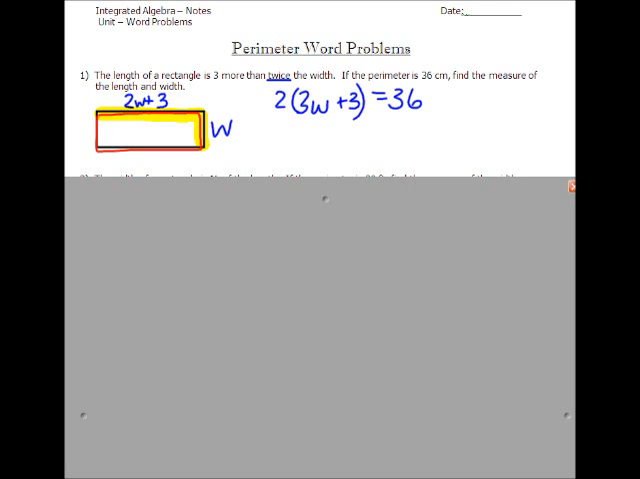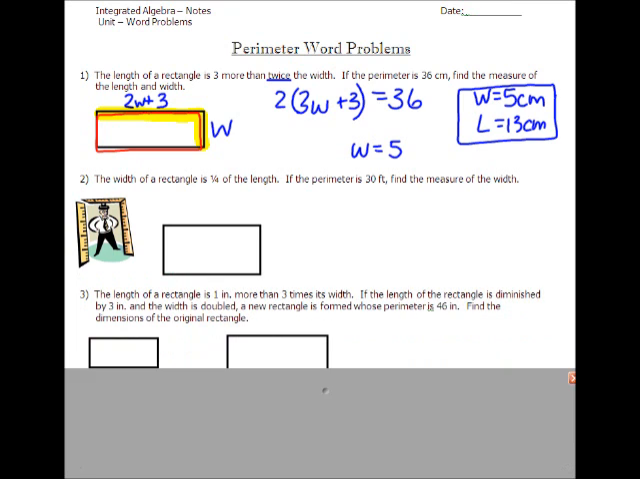So go ahead and solve that. You can pause it here if you need to, and I would get w equals 5. So if w is 5, my width is 5, give me units, and my length then is going to be 13 centimeters, and does it check? Well, 13 plus 5 is 18 times 2 is 36. It checks. Hooray!